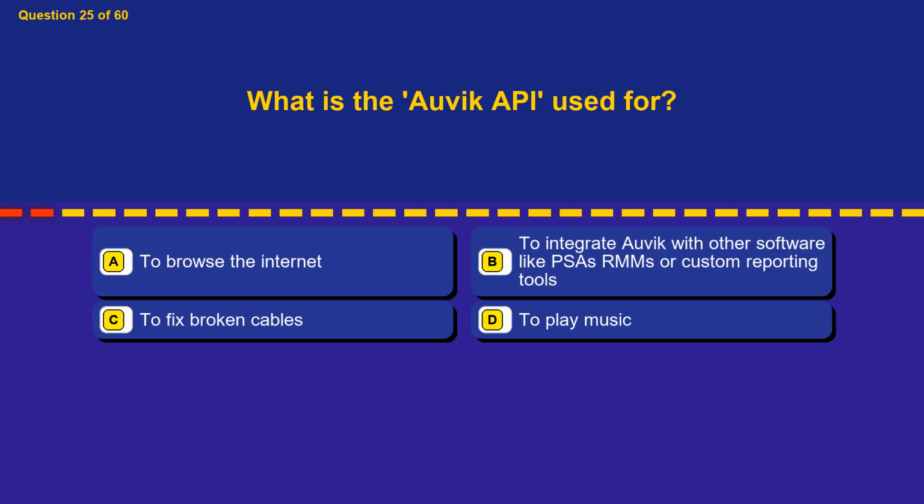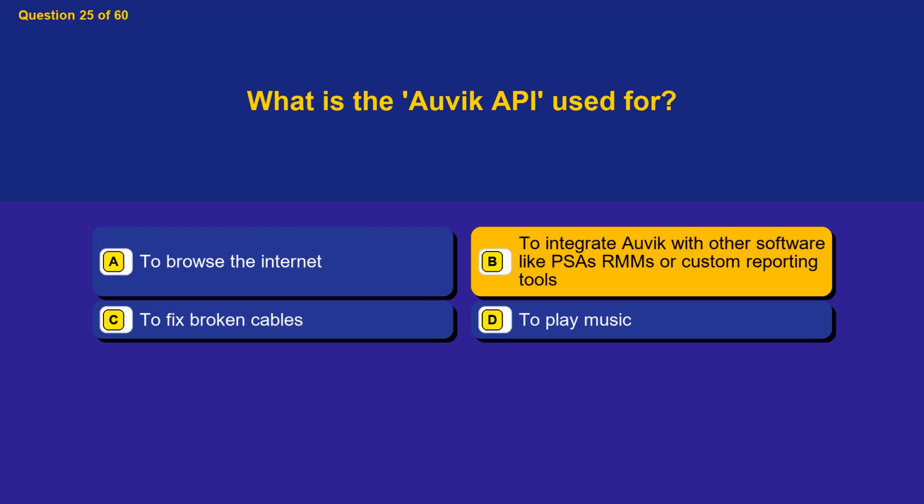Question 25. What is the Auvik API used for? Option A. To browse the internet. Option B. To integrate Auvik with other software like PSAs, RMMs, or custom reporting tools. Option C. To fix broken cables. Option D. To play music.